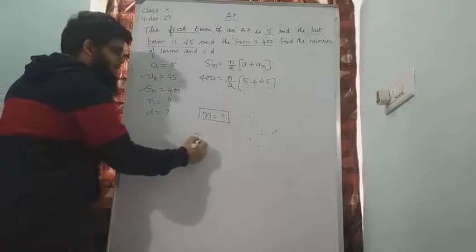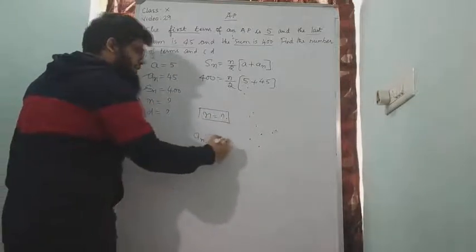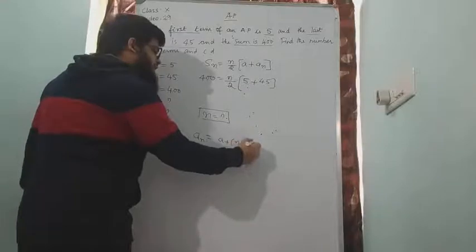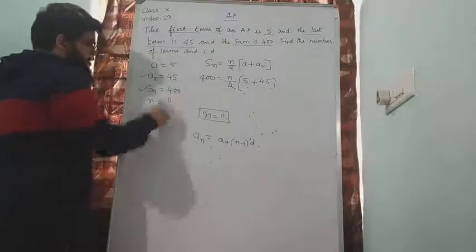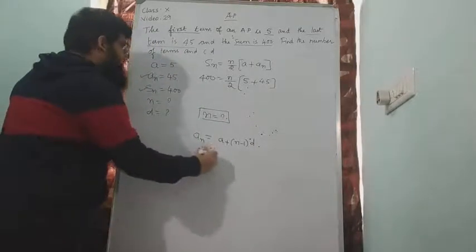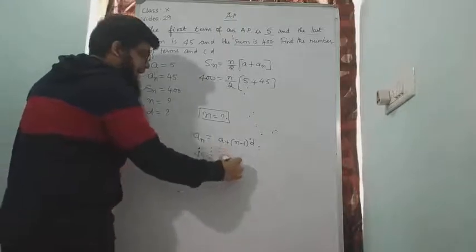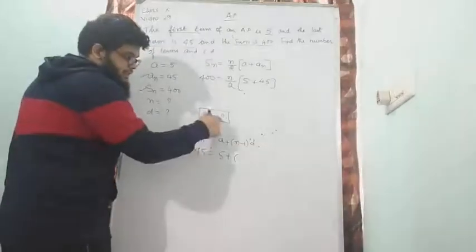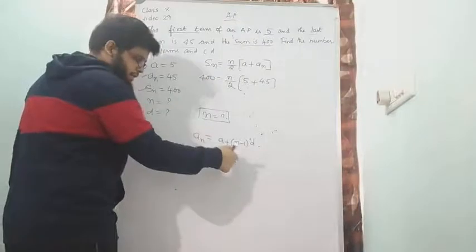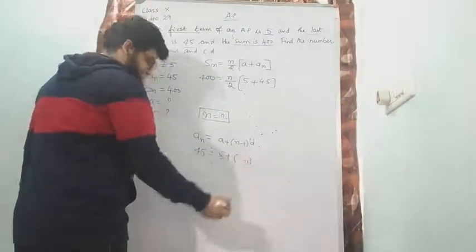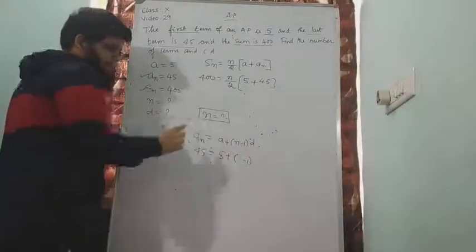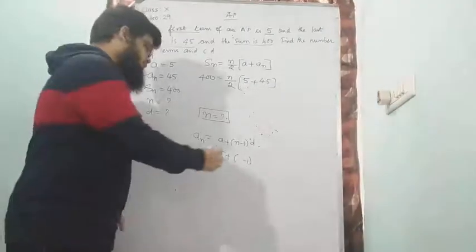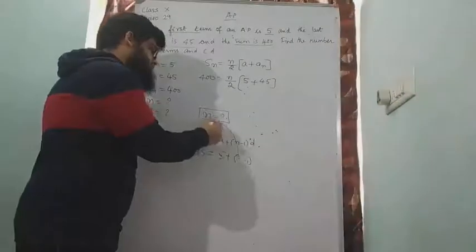After doing that, use AN formula. AN is equal to A plus N minus 1 into D. This formula, AN you know, it is 45, is equal to A is 5 plus N minus 1 into D. N also you will know, from the value you solved above. And D you should find out.